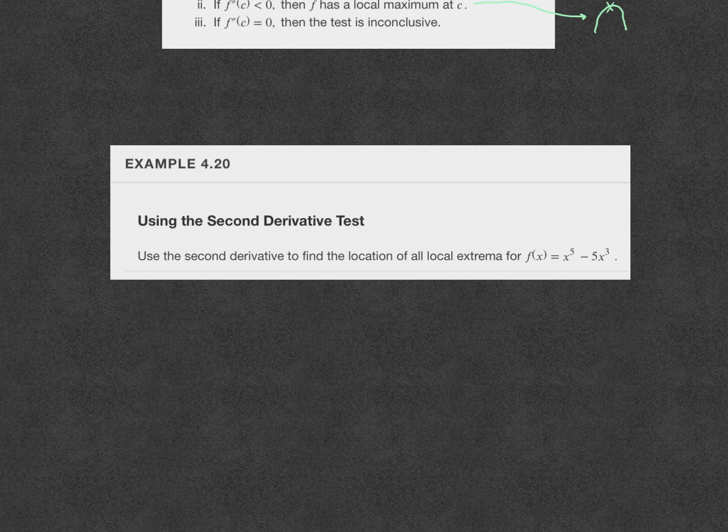So, second derivative to find the extrema. My first derivative, f prime of x, is 5x to the fourth minus 15x squared. We'll set that equal to 0. We'll factor 5x squared from both terms. We're left with x squared minus 3 is equal to 0. And then this gives me 3 different points: x is equal to 0, and x is equal to plus or minus radical 3.